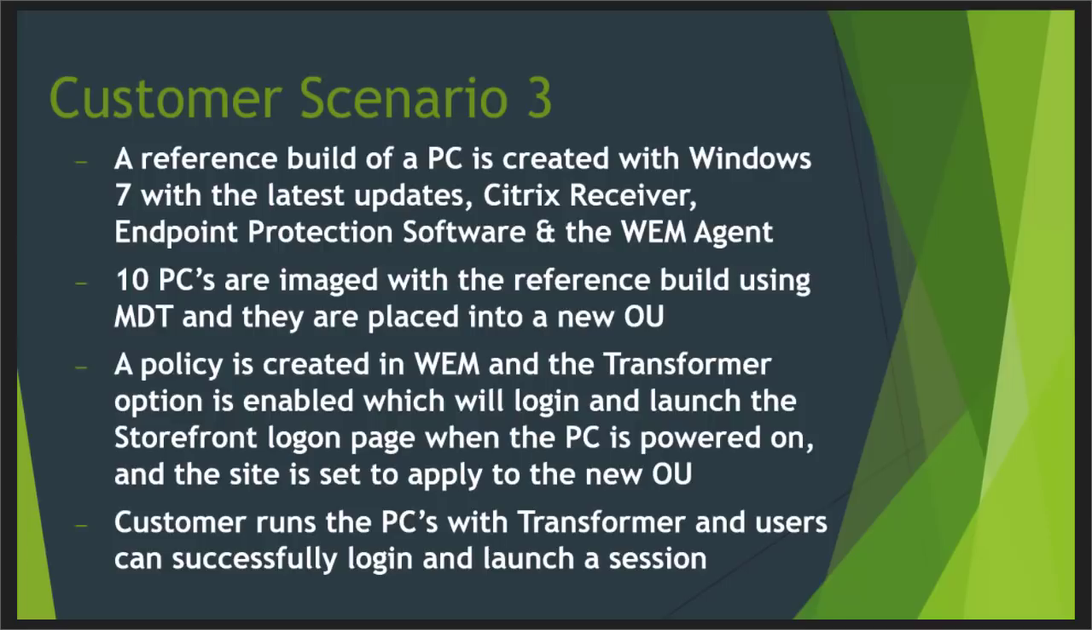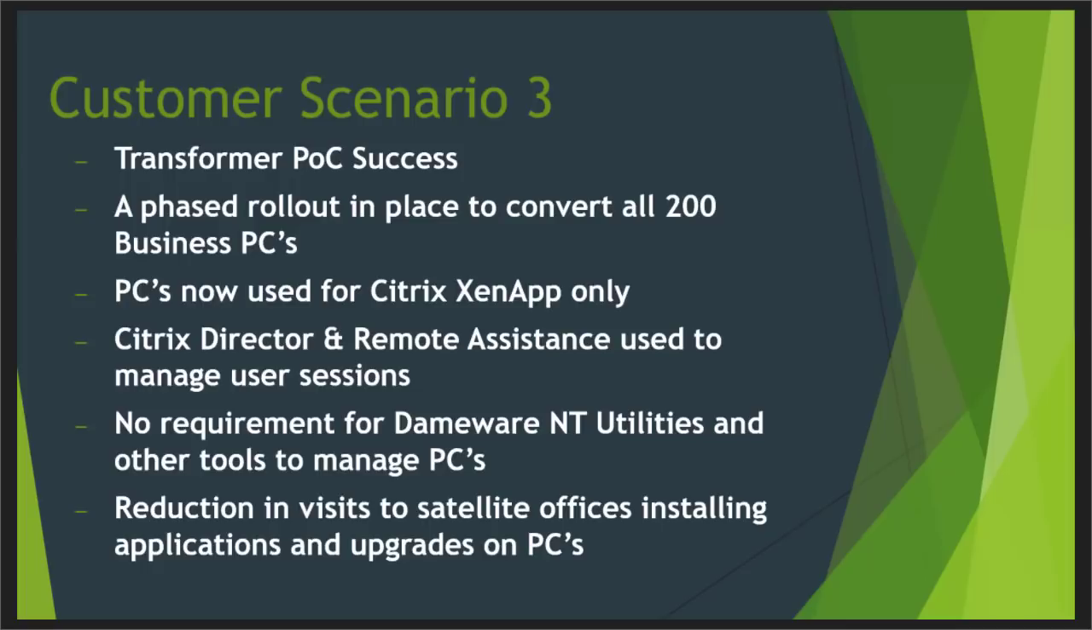The 10 PCs were located in different departments throughout the business, and users logged onto them over a period of 2 weeks, recording their experience whilst using the PCs. The feedback from the testing reported no problems. The users could successfully log in, launch a session, and complete their work tasks. The end result from the proof of concept was that it was successful, and the phased rollout was put in place to convert all 200 PCs in the business so that they would be using Transformer to become thin clients.